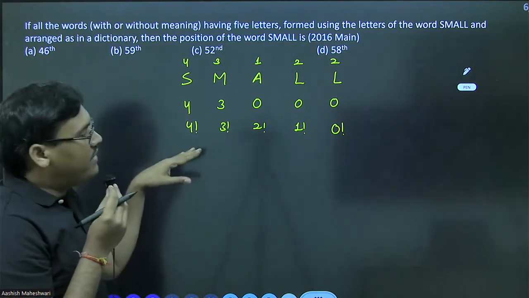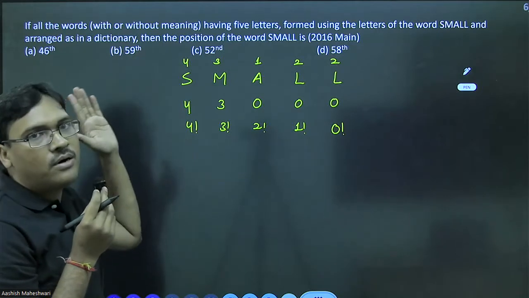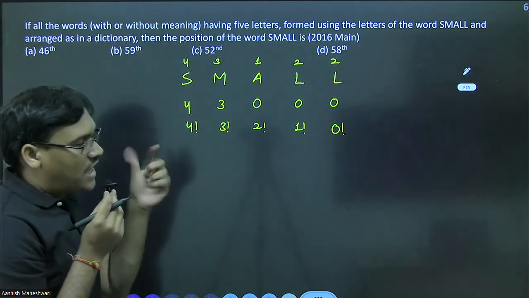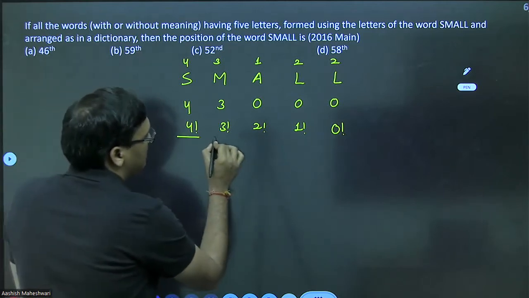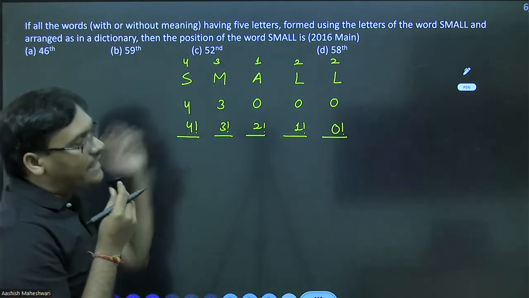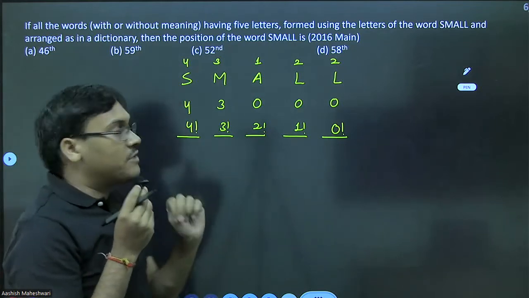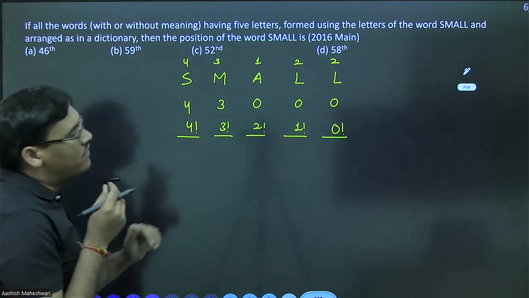Till now, what we have done is exactly the same thing that we did when the letters were different. Just here you have to do a little modification. We have to divide these numbers because there are some identical letters. There will be some repeated arrangements. So here we have to modify a little. Now, what will be the modification?